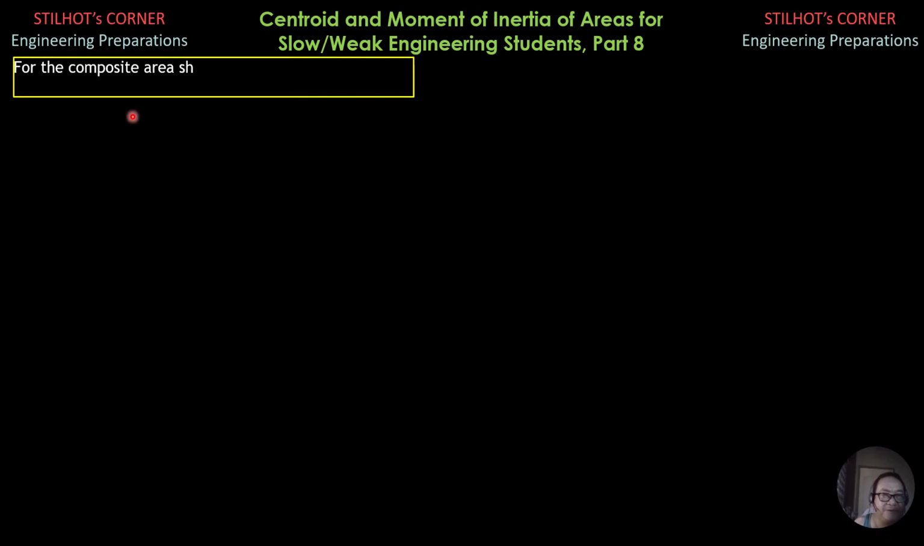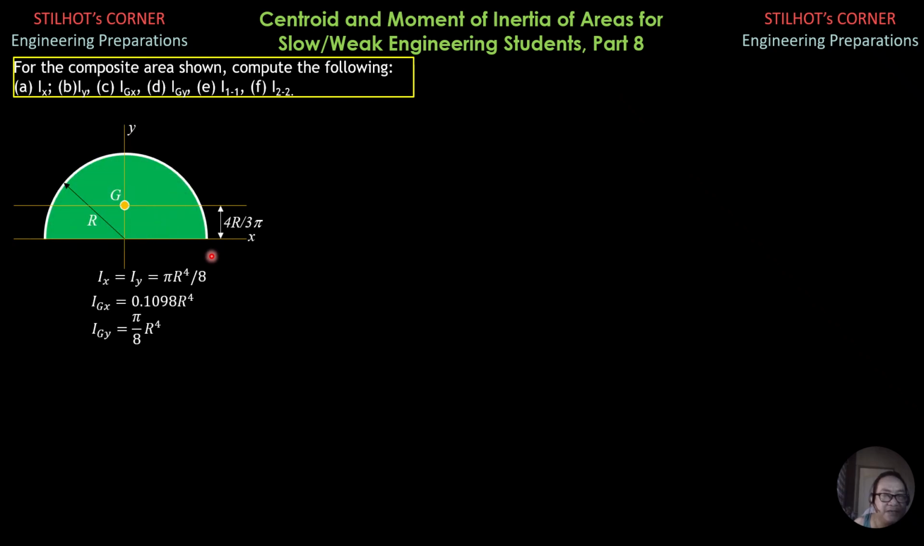Here is the problem for the composite areas shown, not concentric. Compute the following: Ix, Iy, Igx, Igy, moment of inertia with respect to 1, 1, and part F. I will leave this to you as your exercise. I provide the answer for you to participate in this video. So this is the guide.